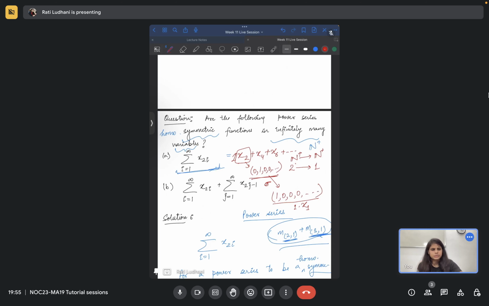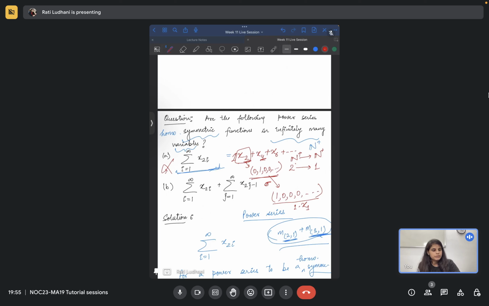Just think about it, we normally do this in finiteness, but we are saying we allow everything. We can permute in any number of variables. So this is not a homogeneous symmetric function.